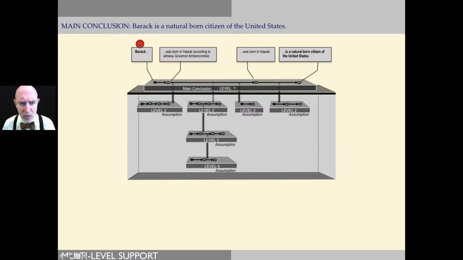The 3 reasons here: Barack was born in Hawaii according to witness Governor Abercrombie. So that's this premise right here. And this middle premise is: anyone who was born in Hawaii according to witness Governor Abercrombie was born in Hawaii. And then you have this third premise right here: anyone who was born in Hawaii is a natural-born citizen of the United States. So this is all on, we could call it, level 1. And in this argument, there's actually a level 2 of assumptions that support these premises. And here you have a level 3 assumption which supports this premise right here. So let's actually flesh that out so you can see how that works.